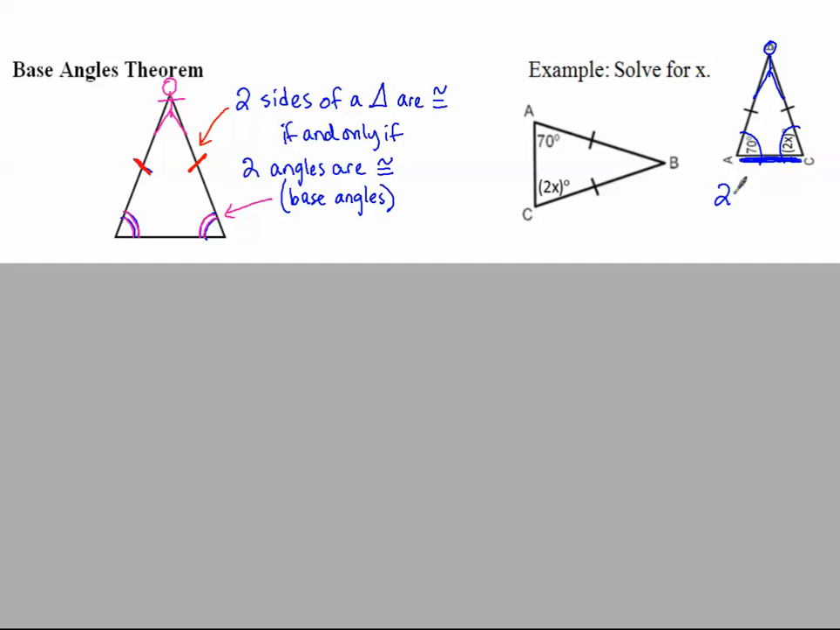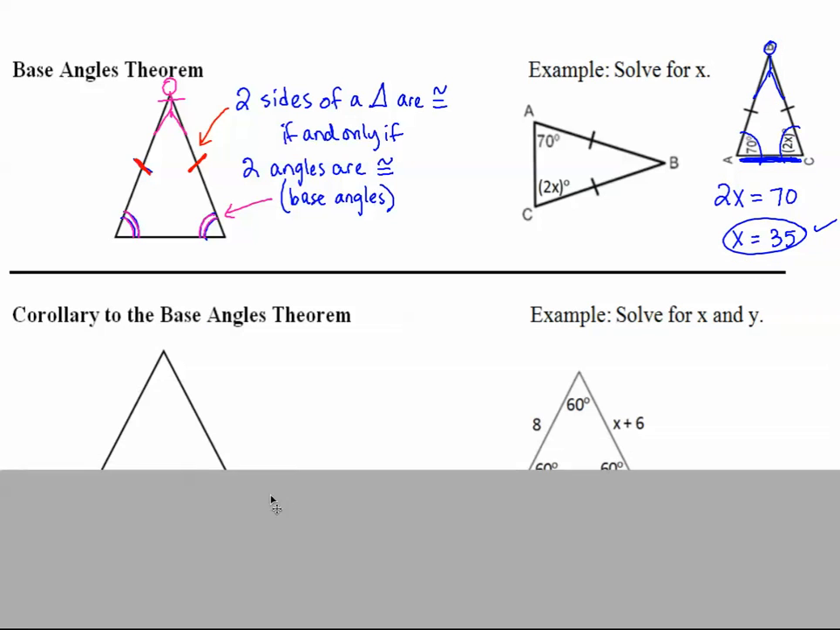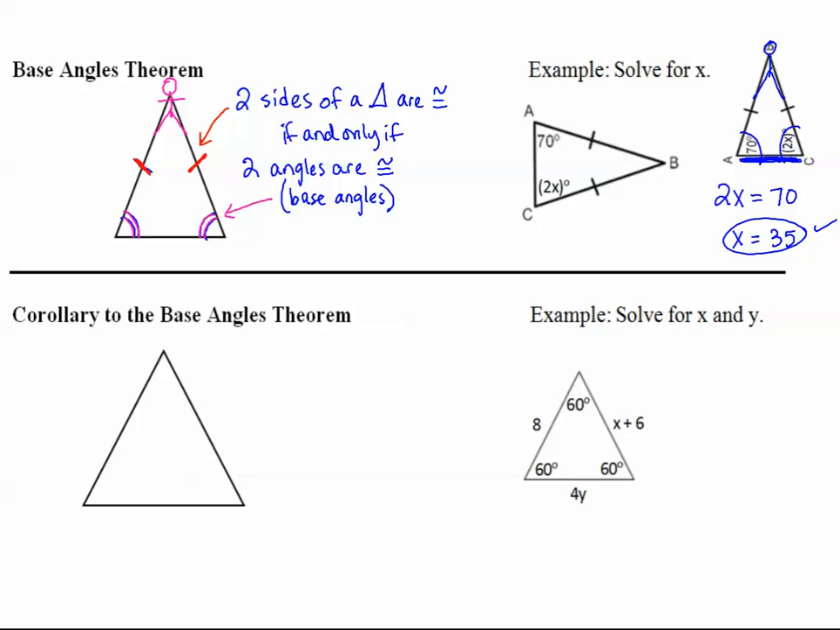So using the base angles theorem, I know that 2x has to equal 70, and then dividing by 2, I know x has to equal 35. That's a way to use the base angles theorem. There's a corollary to the base angles theorem. A corollary basically just means an extension.